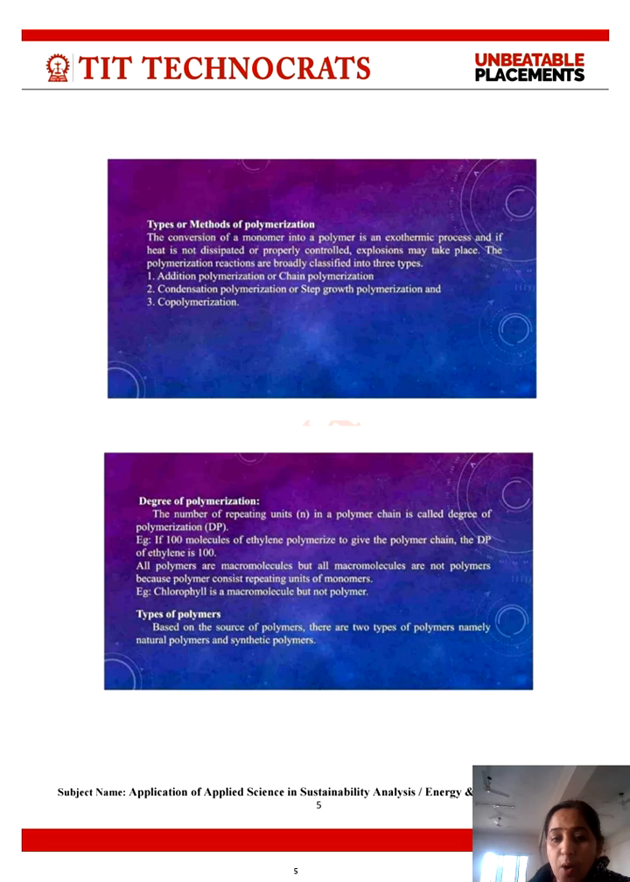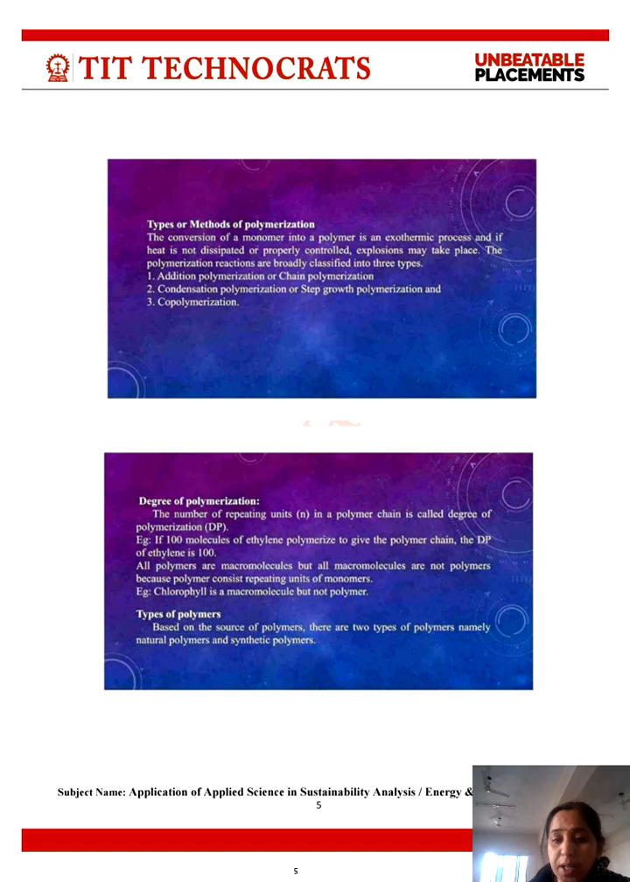Now we will see what polymerization is. Polymerization is a process by which polymers are formed. This polymerization process is divided into three types. First is addition polymerization, or chain polymerization. Second is condensation polymerization, or step growth polymerization, and third is copolymerization.